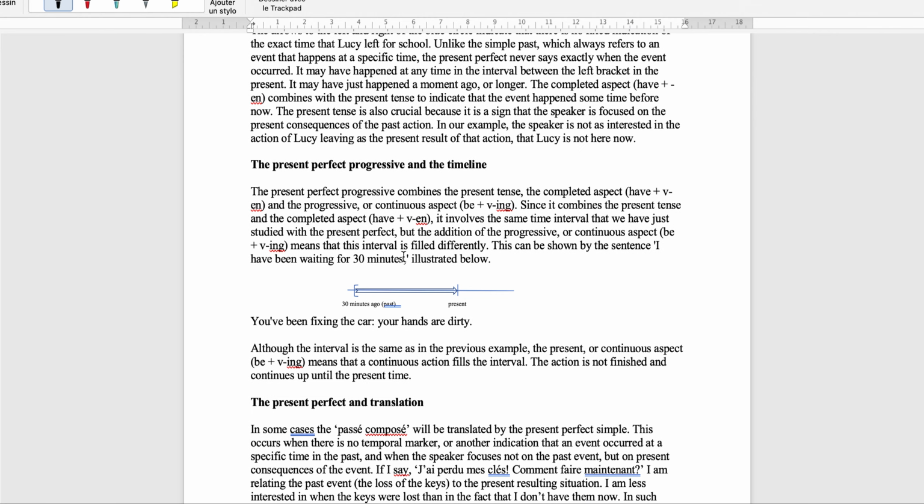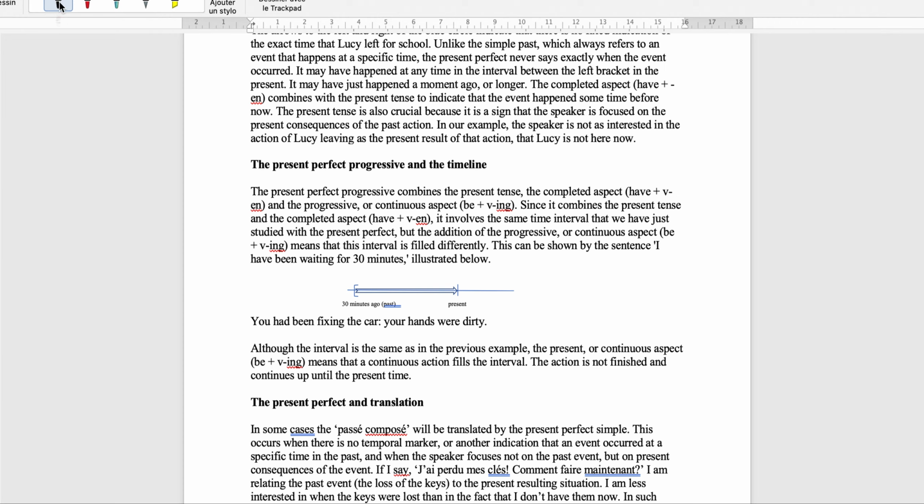Now, with the present perfect progressive, we can have a past perfect progressive likewise. We can once again shift this over into the past. I'm going to write it first. You had been fixing the car. Your hands were dirty. So you can see in these two sentences we changed the have to had and the are to were. So we kind of shifted over to the past.